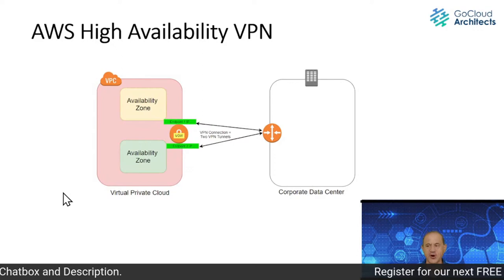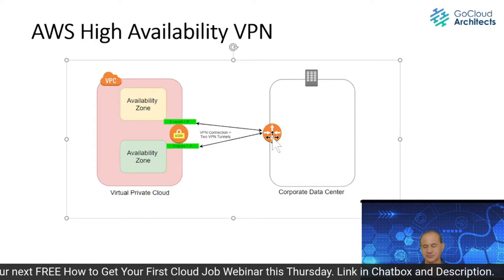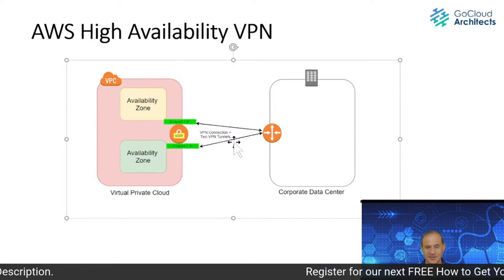But I want you to look at this corporate data center, that little orange device here. That's yours. So if that orange device goes down, your network goes down. The internet connection on that orange device, our router, goes down. Both of these tunnels go down. So this is not high availability. This is high availability at the AWS side, but not the data center side.